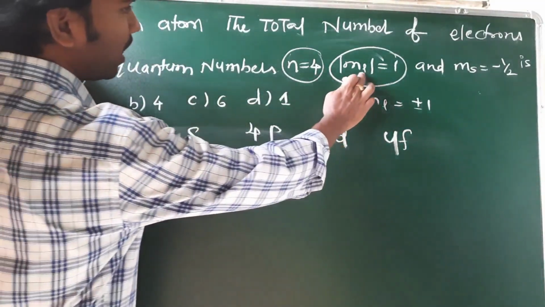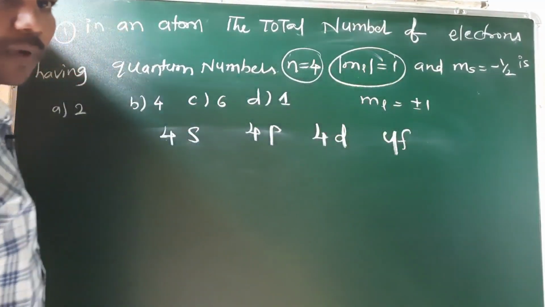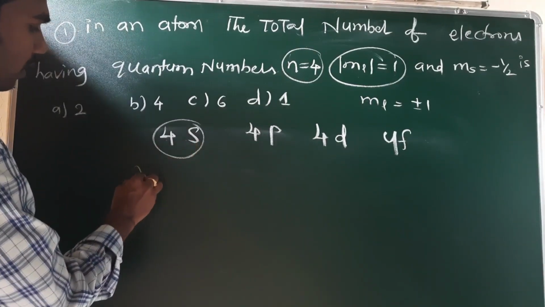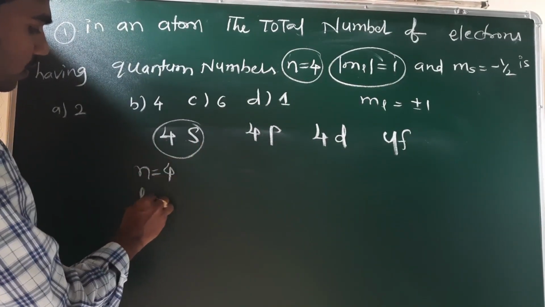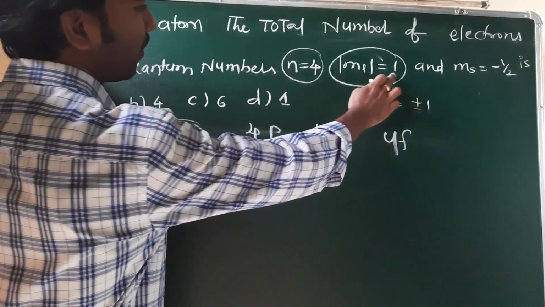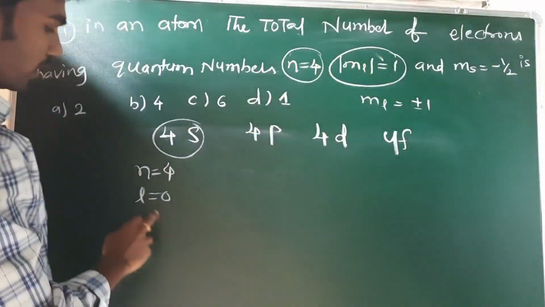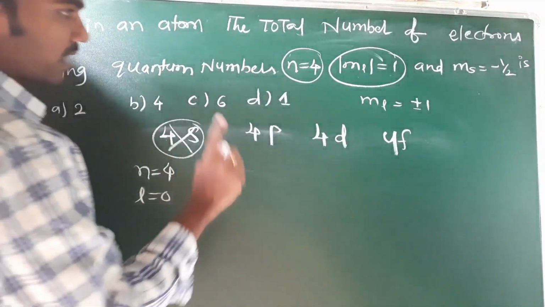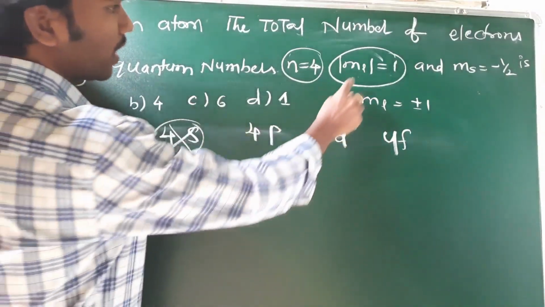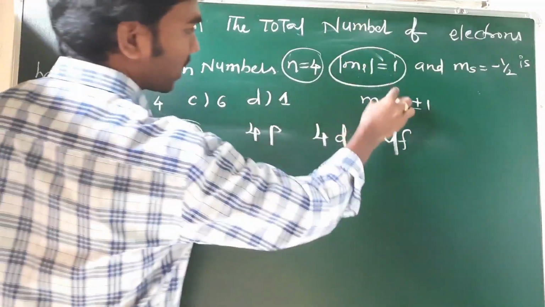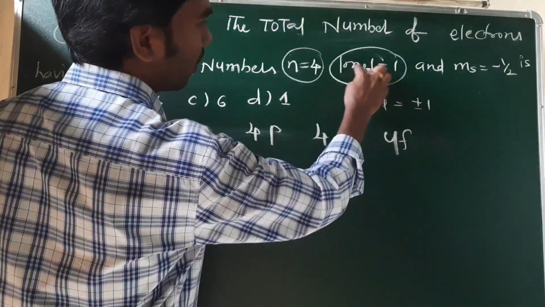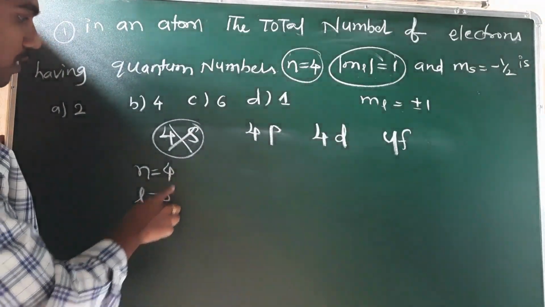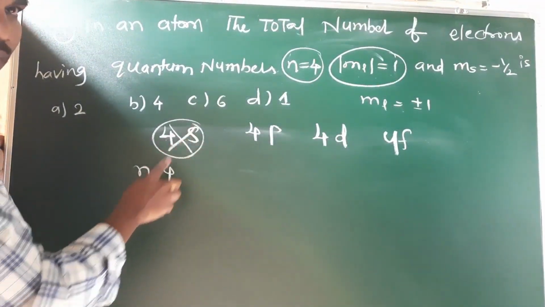So here you see ml value is equal to 1, they are giving, ml value should be 1. For example, if you take 4s orbital, n is equal to 4 but l is equal to 0. So here ml value 1 is not possible, so L value 0 means this is not our answer. You need not consider this one. They are expecting that the electron's ml value should be 1 or minus 1. So this is not plus 1, not minus 1, so we have to remove this option from our answer.